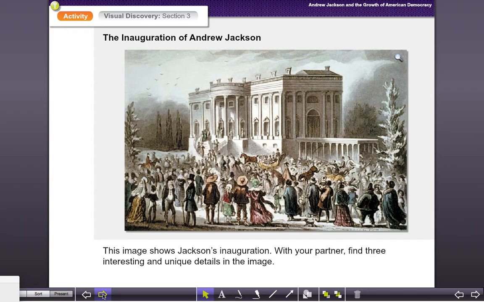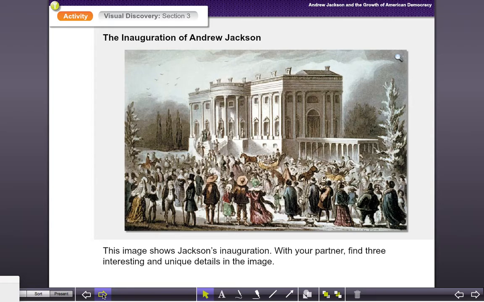A couple of things to think about, and hopefully that you noticed, was simply the amount of people at the inauguration. That was something that was new that hadn't happened in previous inaugurations, and that has a lot to do with the amount of common people that came in to try to meet Andrew Jackson or simply catch a glimpse of him because he essentially was their hero, and he was the man that they elected president in order to kind of represent the common man.